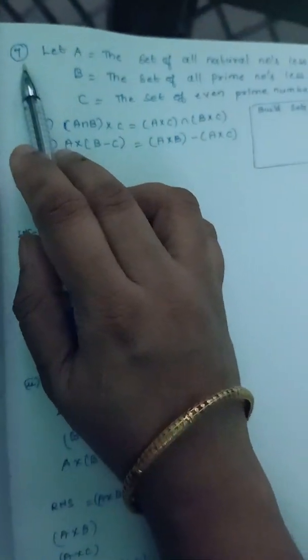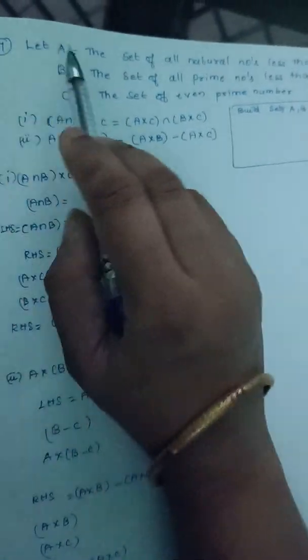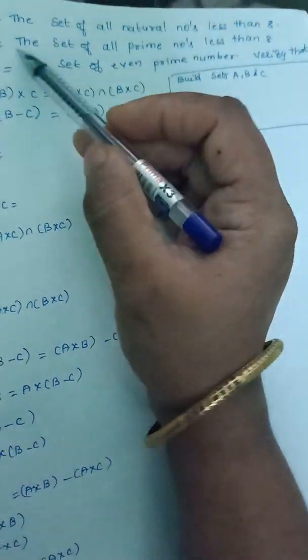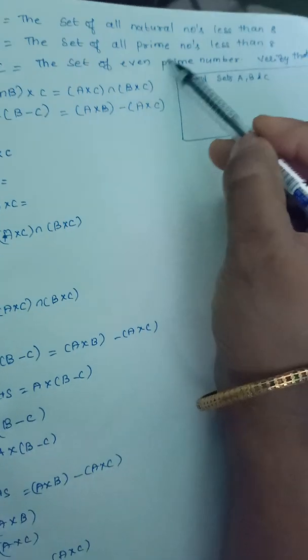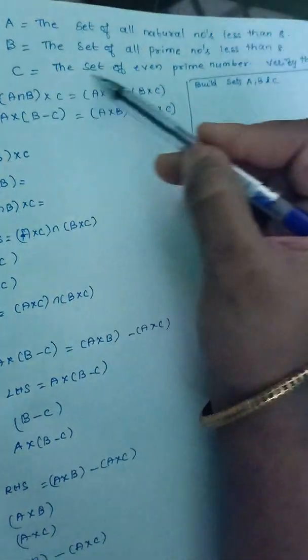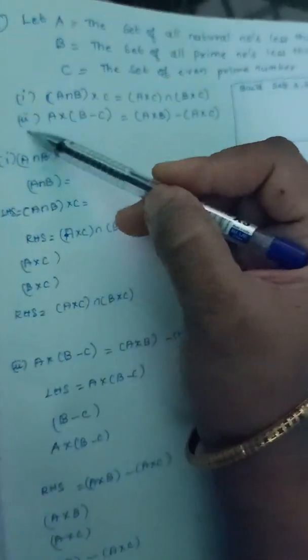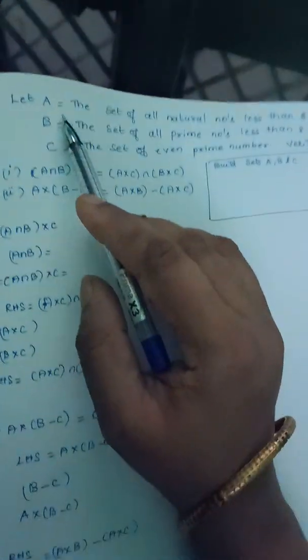Exercise 1.1, seventh question, the last question. Let A be the set of all natural numbers less than 8, B the set of all prime numbers less than 8, and C the set of even prime numbers. So we have to verify this for both, right? First we have to build the sets.